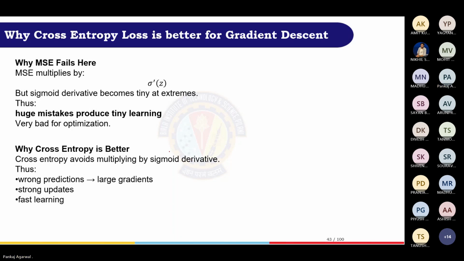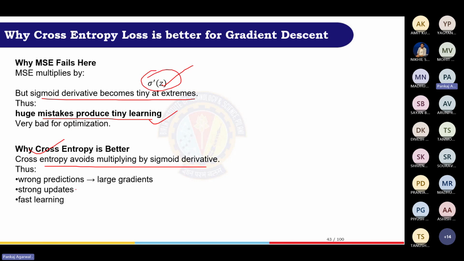So to sum up why MSE fails here: because of this particular term, the sigmoid derivative becomes very tiny at extremes. So a huge mistake produced tiny learning. And why is cross entropy better? Because it avoids multiplying by the sigmoid derivative, this one, right? And the wrong prediction gets a larger gradient, strong updates and faster learning.